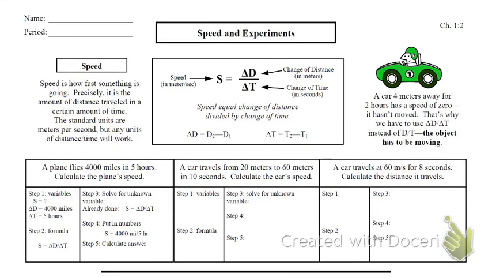Okay, so speed is distance traveled in a certain amount of time. And most of the time we're going to be measuring these in meters per second, but any distance over time works. We use miles per hour, but most of the time you'll see meters per second.